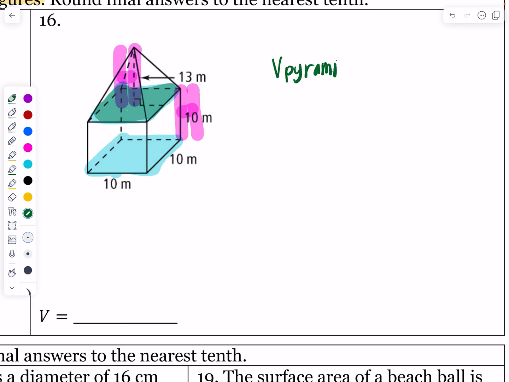So what is the volume of a pyramid formula? You don't have to memorize it. Go to your formula sheet if you need to. Go look at it. Go find the volume of a pyramid. It is going to be base times height divided by 3.